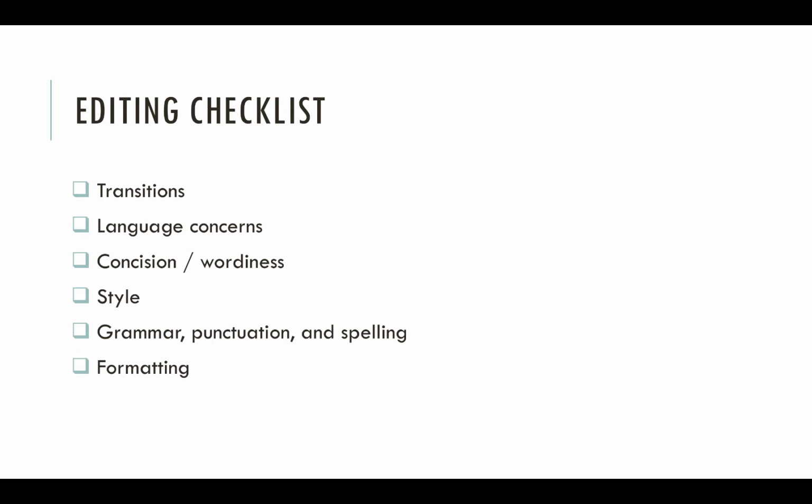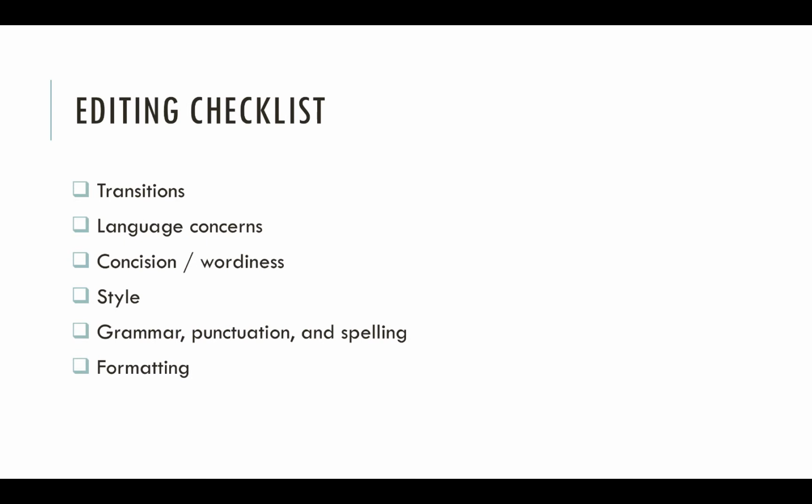Consider reading through the paper and making changes several times, focusing on one or two of the following during each read-through. Analyze the transitions. Are there effective transitions within and between paragraphs? Does every paragraph have a topic sentence and a concluding sentence? Then think about language concerns. Are there ideas that could be stated more clearly or directly? Are words and terms used consistently throughout the paper? Consider concision. What ideas could be stated in fewer words? Are there sentences that could be cut or combined?